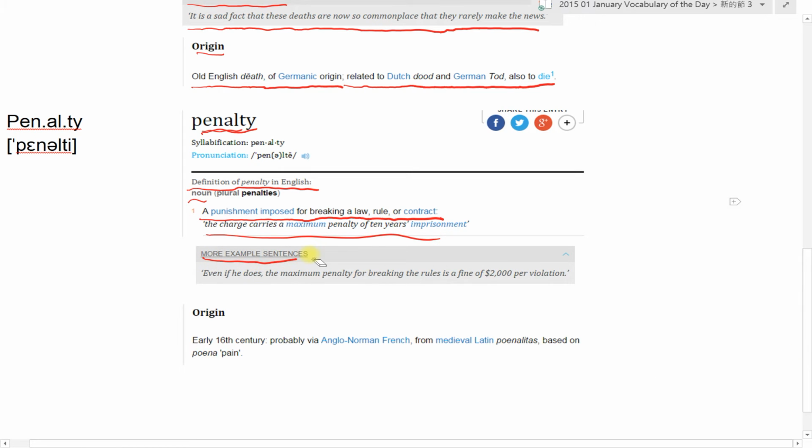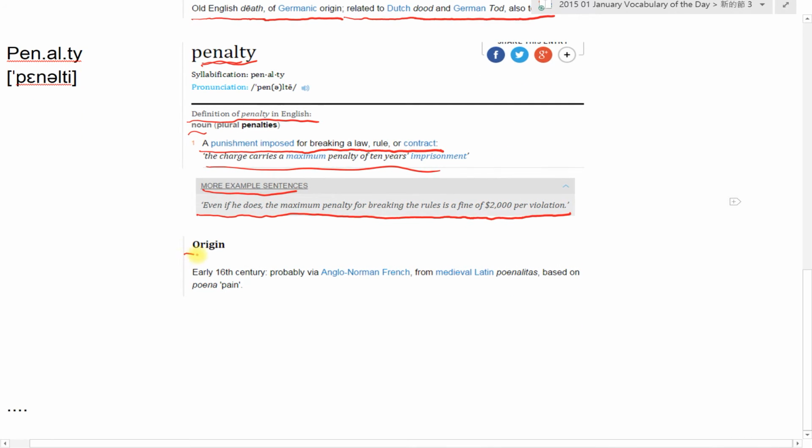More example sentences. Even if he does, the maximum penalty for breaking the rules is a fine of 2,000 per violation. Origins: early 16th century, probably via Anglo-Norman French, from medieval Latin poenalitas, based on poena, pain.